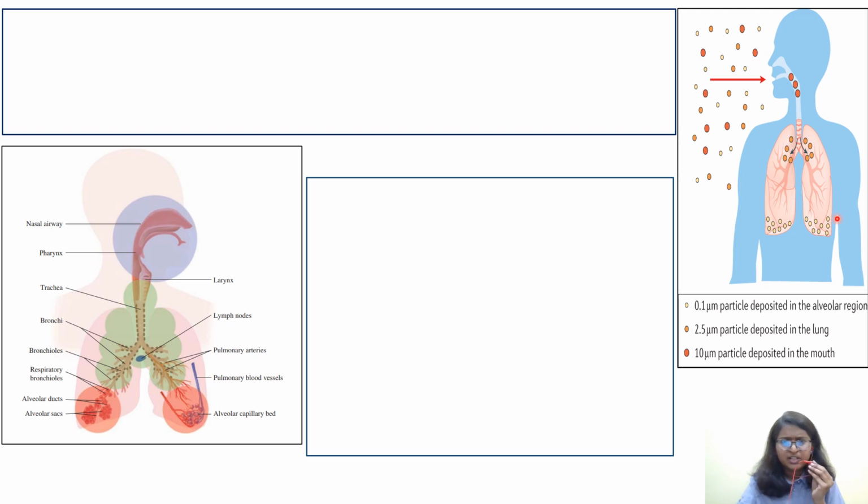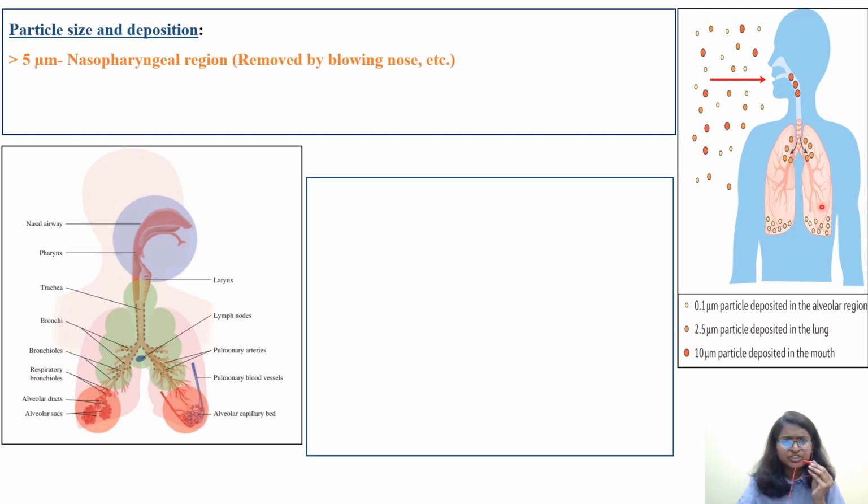Let's see some of the important particle sizes and deposition. If the particle size is greater than 5 micrometer, it will get deposited in the nasopharyngeal region and is removed by blowing of the nose.